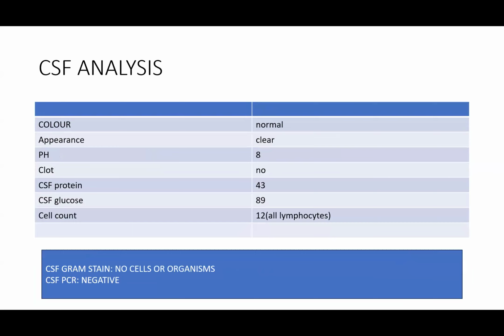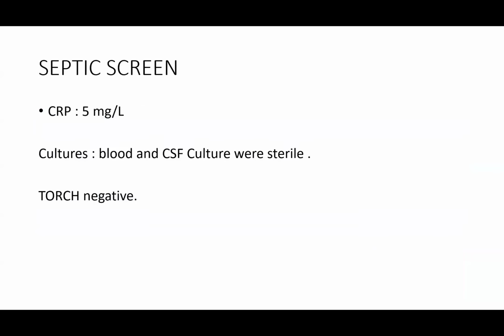So we did the investigations initially to rule out the metabolic part, that is hypoglycemia, hypocalcemia, hypomagnesemia. All were normal and there was no acidosis also. To rule out the infectious part, CSF analysis was done, but CSF glucose and protein were in the normal range, CSF gram stain showed no cells or organism, and CSF PCR was also negative. In the blood septic screen, CRP was also in the normal limit, and blood and CSF cultures were sterile.